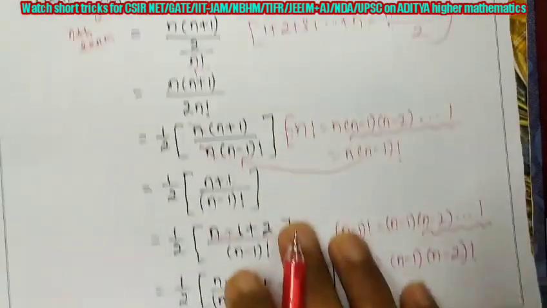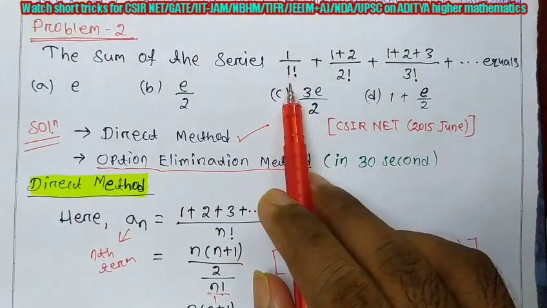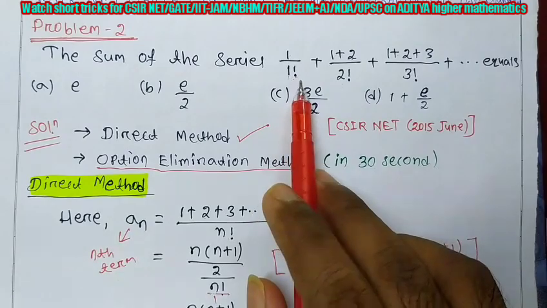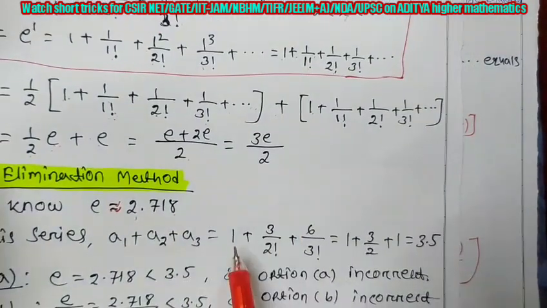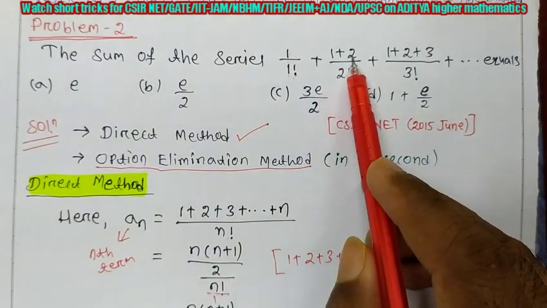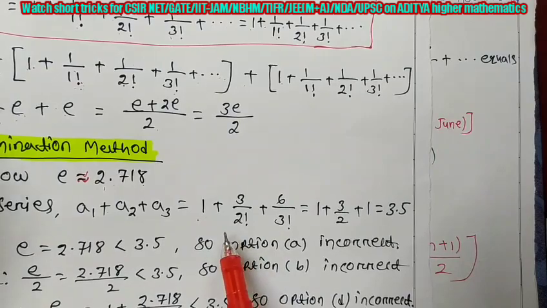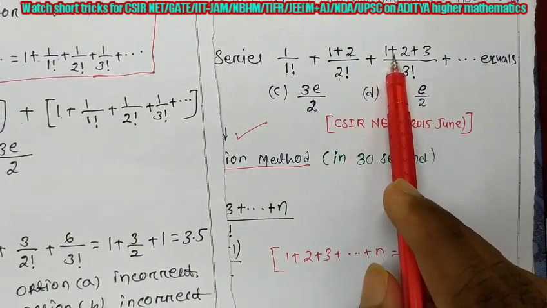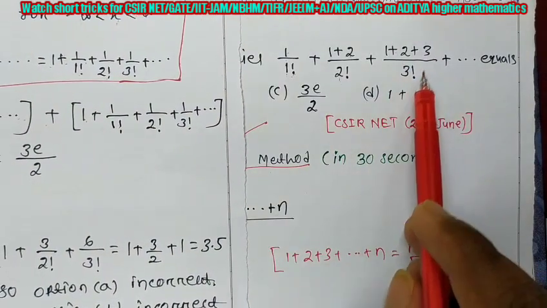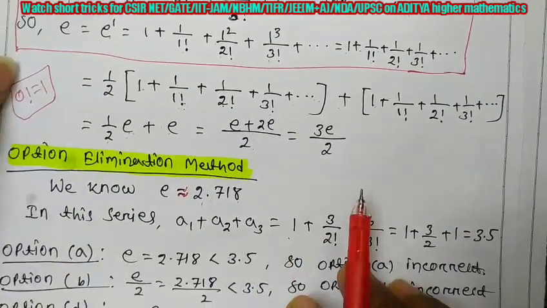And in this series question you can see the first term is given as 1 by 1 factorial, and 1 by 1 factorial means we can write a1 value is 1. In the second term, which is 1 plus 2 by 2 factorial, that is 3 by 2 factorial, I am writing a2. And the third term, 1 plus 2 plus 3, which is 6 by 3 factorial. So I am writing like this.